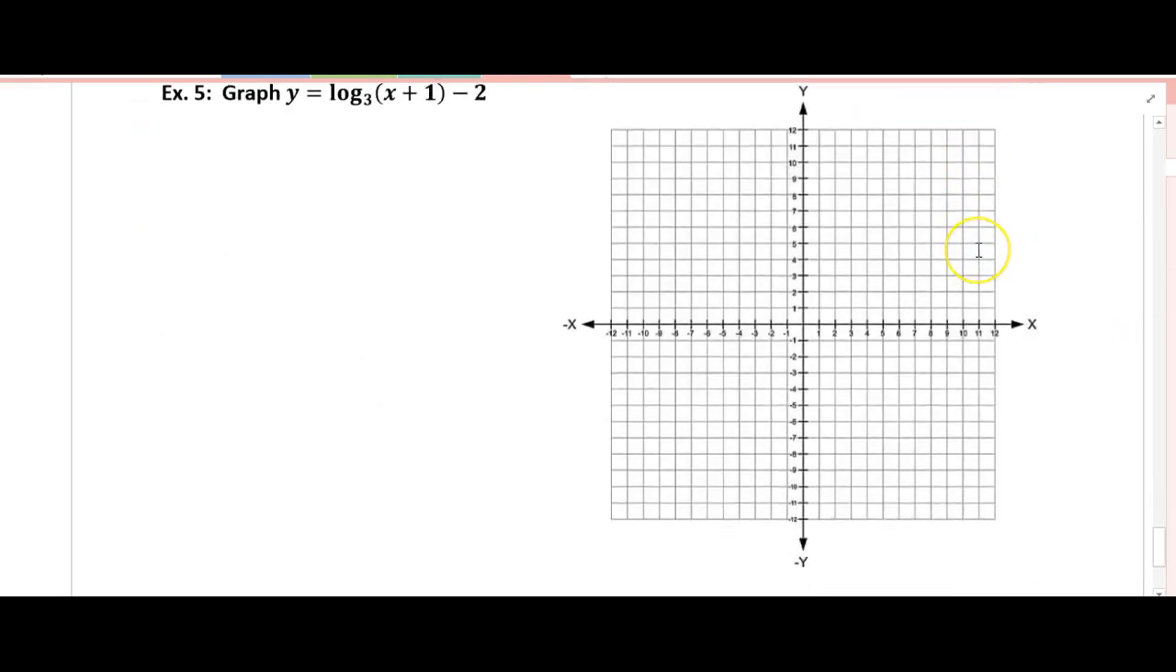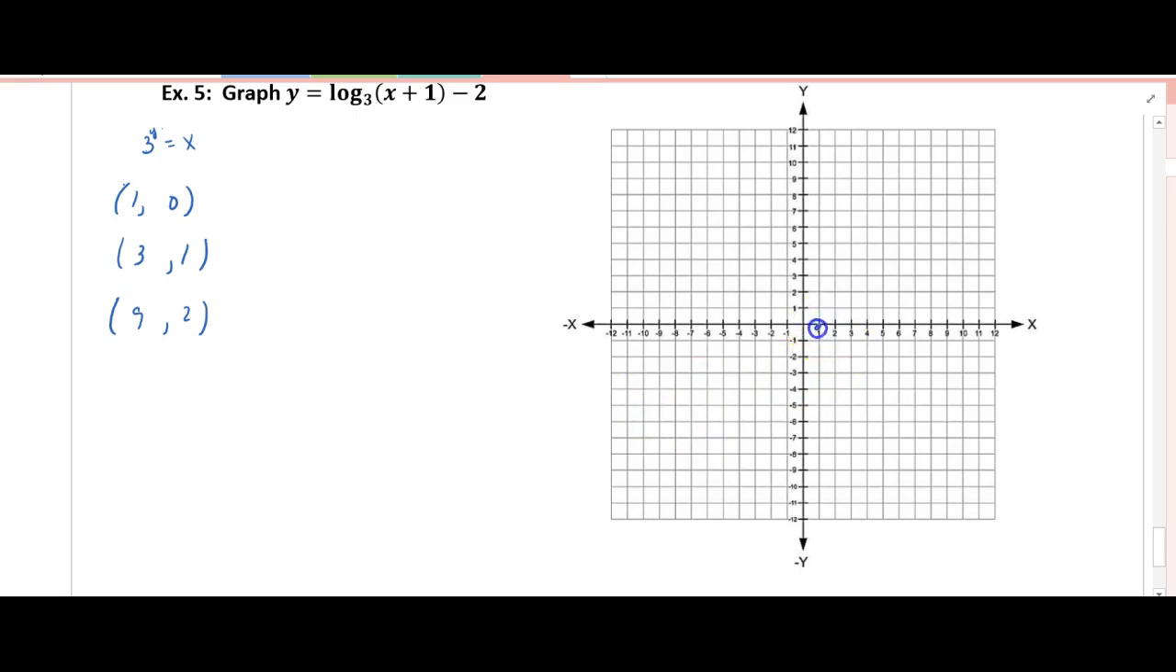All right, next one. I'm going to plot the parent function, and I'm just going to do my 3 quick ordered pairs and maybe one more. So 3 to the y equals x. So when I go to make these ordered pairs, if y is 0, x is 1. 3 to the 0 power is 1. When y is 1, 3 to the first power is 3. Let's go ahead and do one more. When y is 2, x is 9.